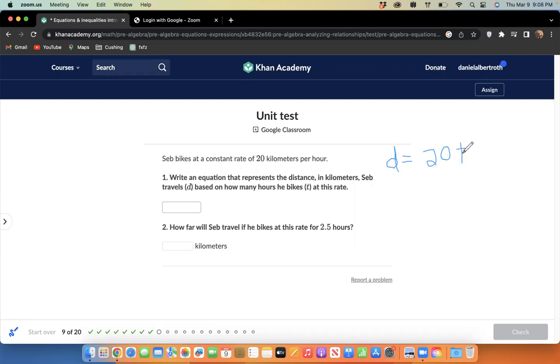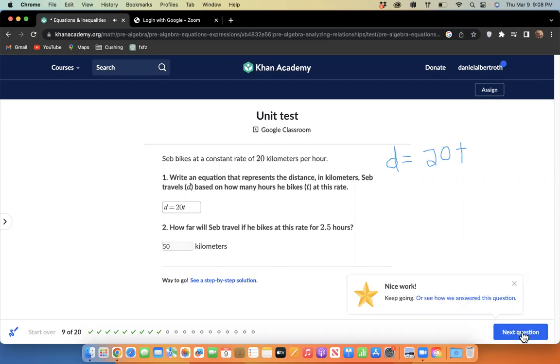So as t increases, as the amount of hours increases from 1 to 2 to 3 to 4, you're going to bike 20 extra kilometers each hour. And that equation kind of works with that relationship. So we're going to say d, the distance, equals 20 times the amount of time. In 2.5 hours, that would be 50 kilometers.